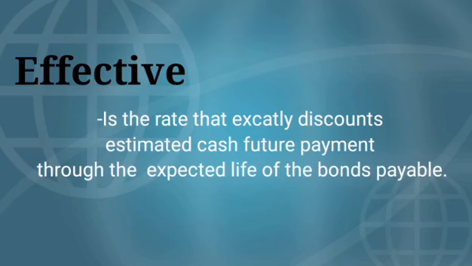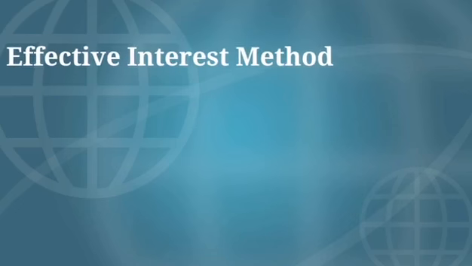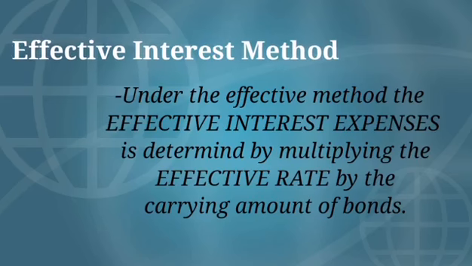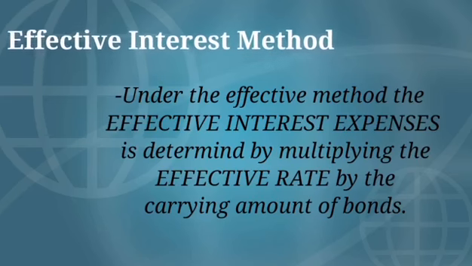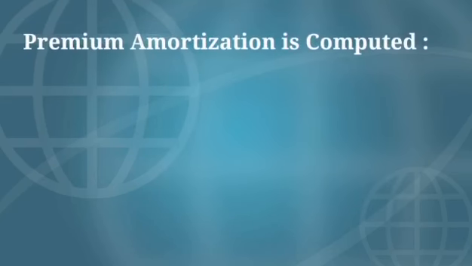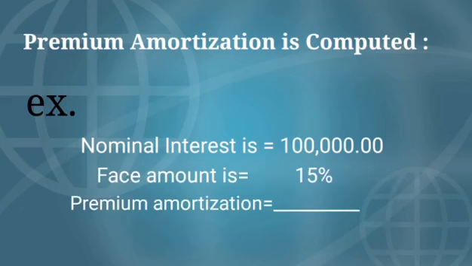Effective rate is the rate that exactly discounts estimated future cash payments through the expected life of the bond payable. Effective interest method: under the effective method, the effective interest expense is determined by multiplying the effective rate by the carrying amount of bonds. Premium amortization is computed, for example, the nominal interest is 100,000 and the face amount is 15%, so that the premium amount is 15,000 per year.